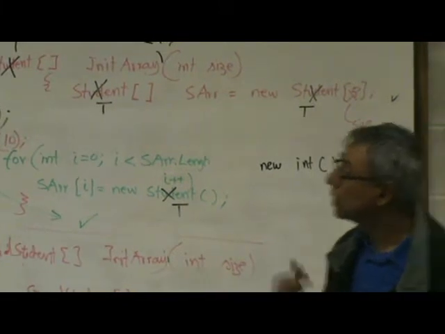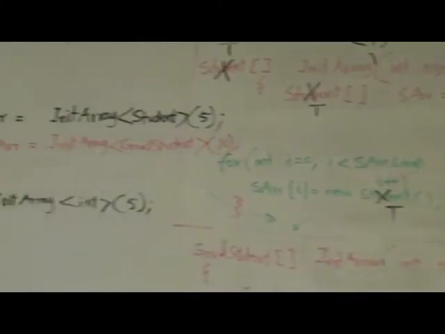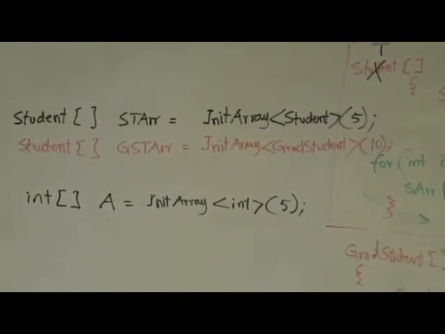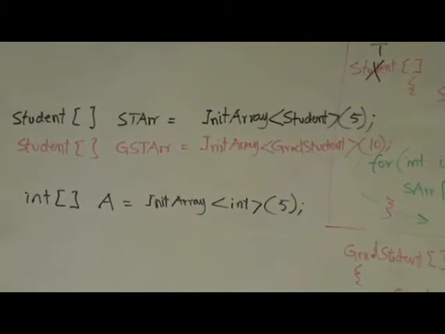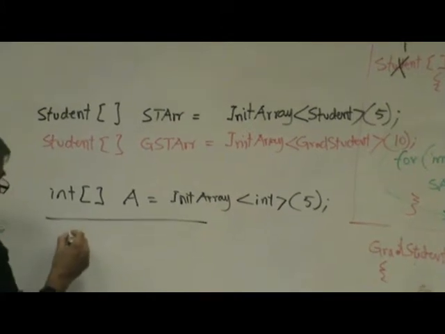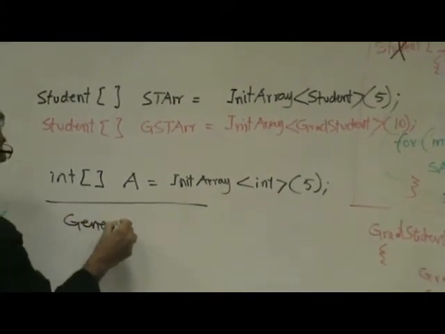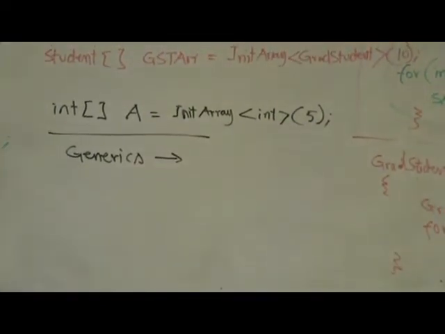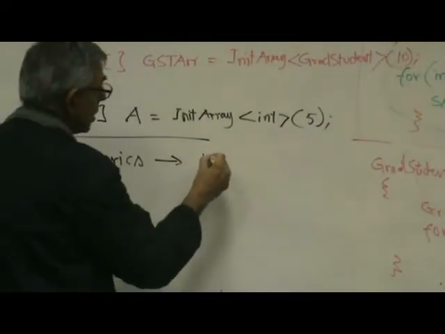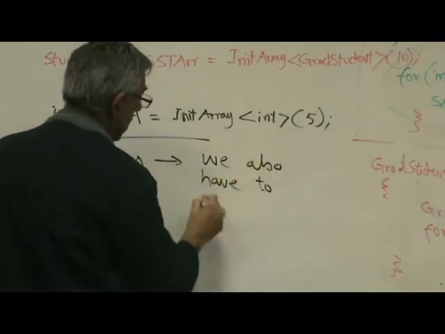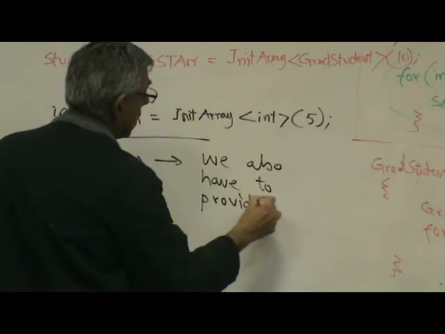So C# is very good about if there is a possibility that somebody can trigger it in a wrong manner, it won't even let you compile the code. Okay? So when we write generics, especially as it's a slightly more involved situation, then we also have to provide constraints.